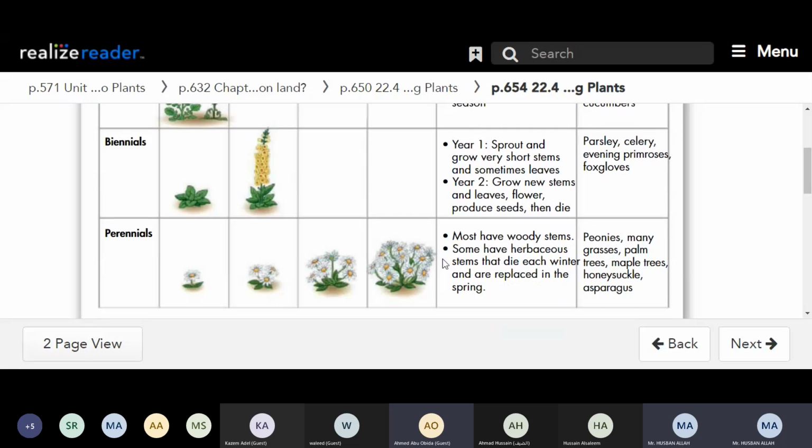So perennial plants are mostly woody plants, right? Like if you look at the previous lesson, we studied conifers. They have a very long life, up to hundreds of years.